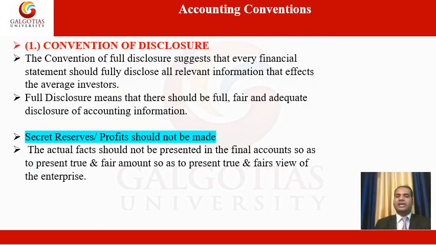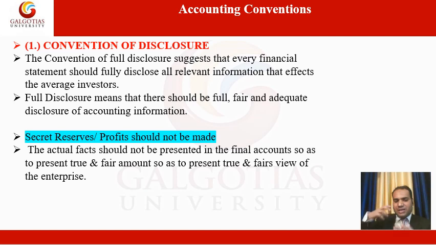Students, the first accounting convention is the convention of disclosure. What does it mean, guys? The convention of full disclosure suggests that every financial statement should fully disclose all the relevant information that affects the average investors. Full disclosure means that there should be full, fair and adequate disclosure of accounting information. Guys, secret reserves and profits should not be made, right? The actual facts should be presented in the final accounts so as to present a true and fair view of the enterprise.